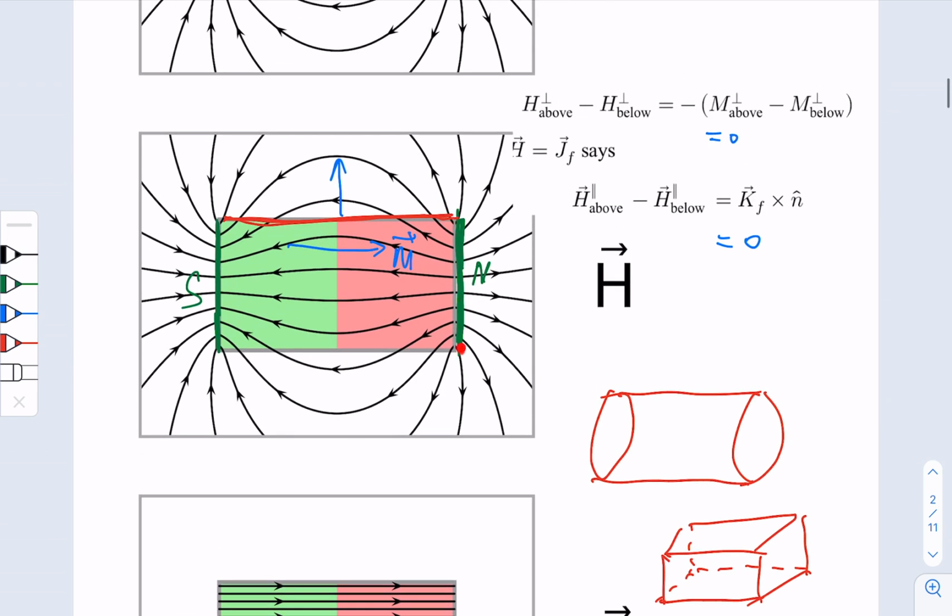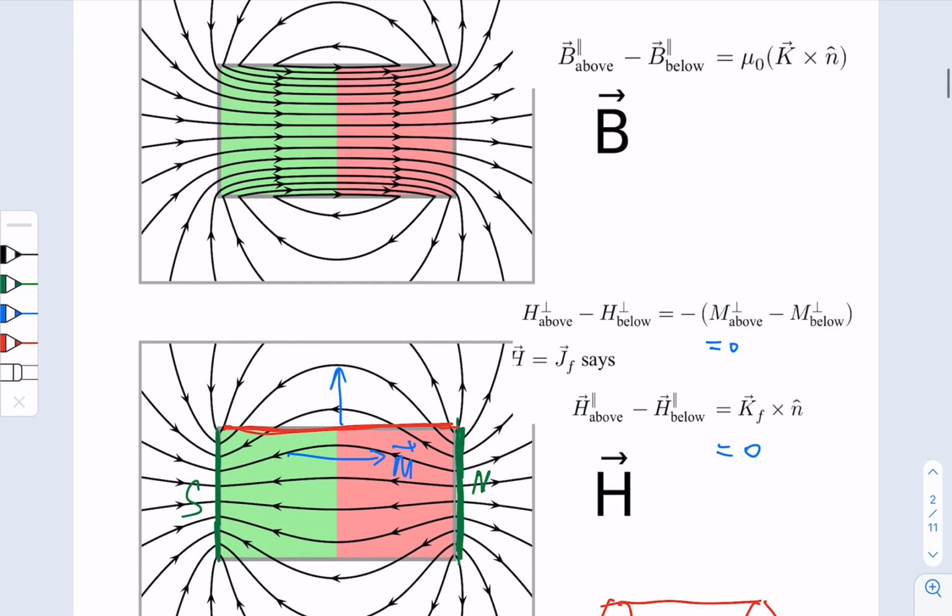So it's almost like an electrostatic problem. If we assign the north pole as a plus charge and the south pole as a minus charge, then the H field is very similar to this E field.